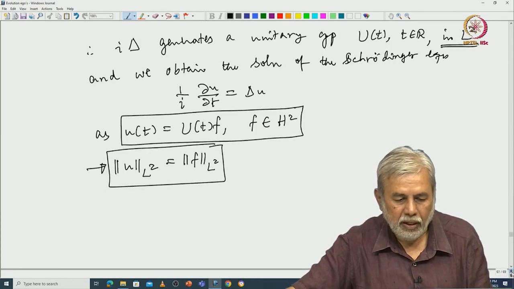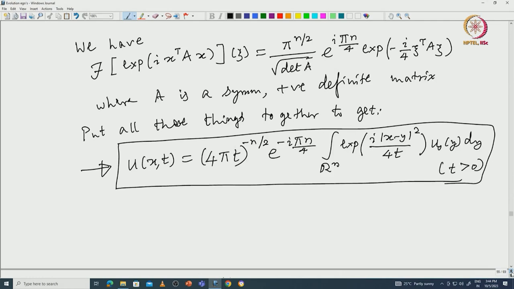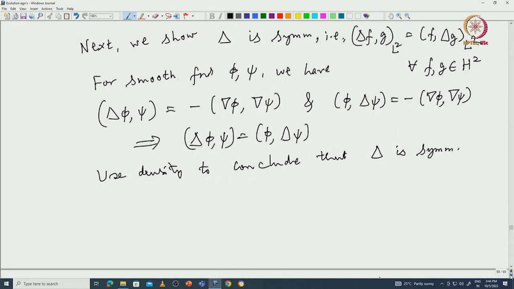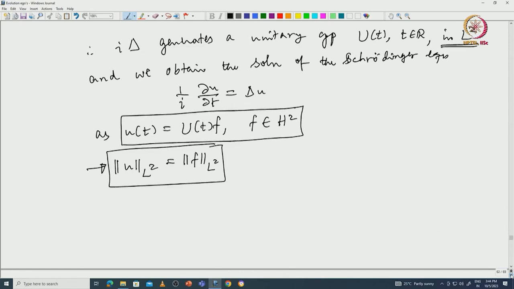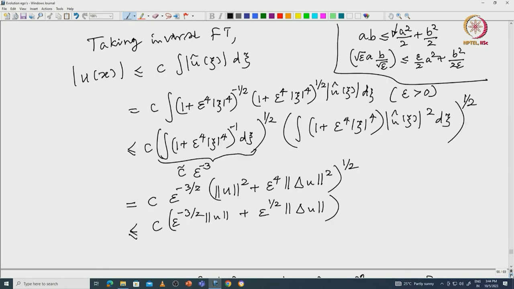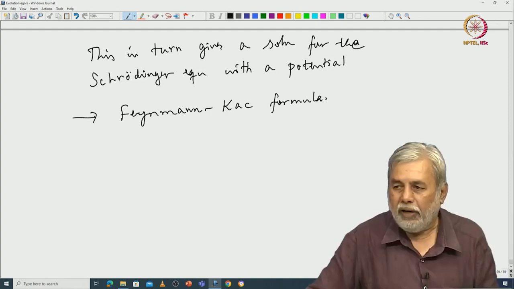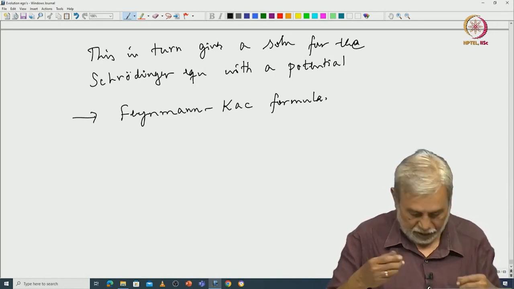This we do not have here, but what I understand is that Richard Feynman tried to write a famous formula, even for the potential. So, this solution is what we call the Feynman-Kac formula. I am not sure, but you should check that. Okay, I will stop here and we will continue in the next class, with further discussion.